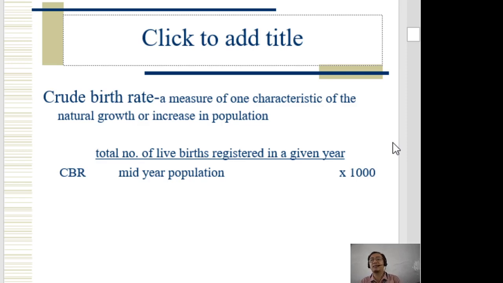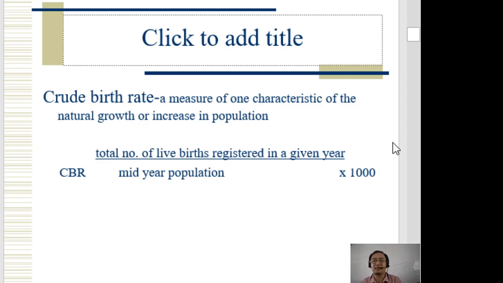So what is the importance of crude birth rate? It measures how fast people are added to the population, and it's a useful measure of population growth. In simpler terms, it's used to measure the increase of a population, even how fast the population is rising compared to international or national standards.